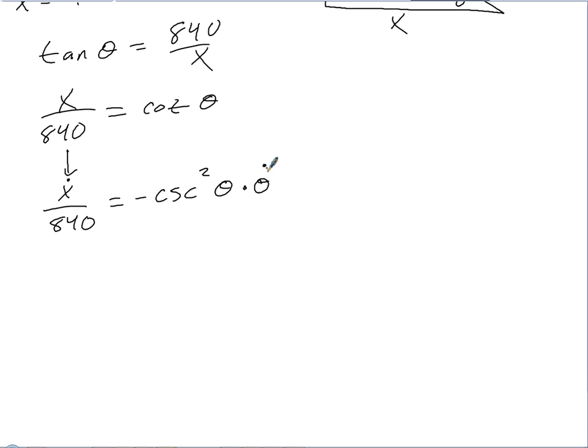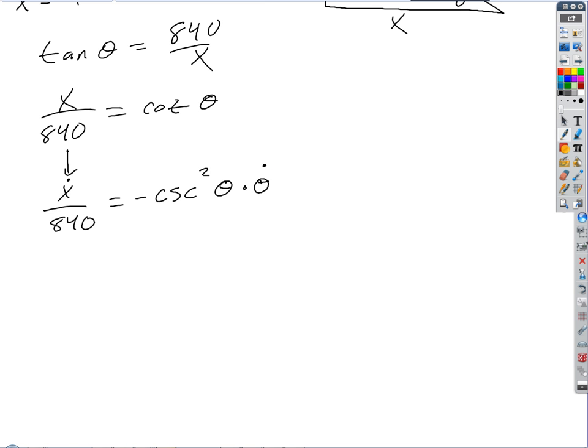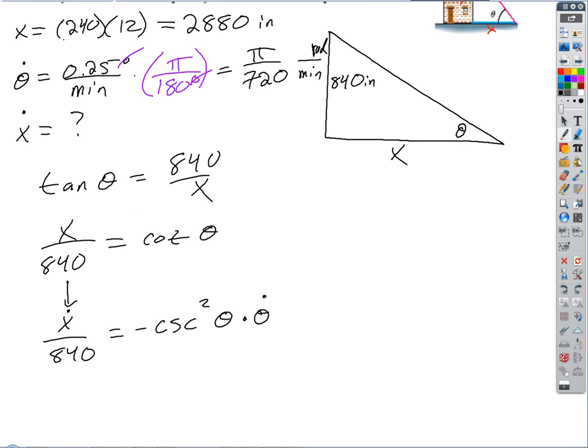So here's our answer, but what are we able to plug in? Well, we can plug in the theta dot. We don't even need the x at this point, right?